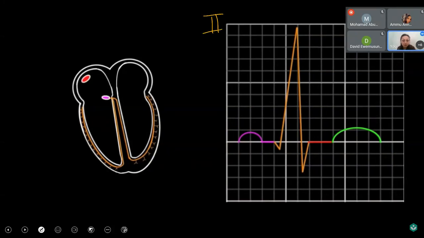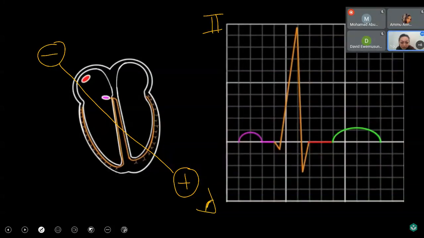So in lead 2, the negative pole is on the right arm, correct? So right arm is around about here, and the heart is there, and then the positive pole is on the left leg. So it's like this, and then the imaginary line, the lead, is here, and we're looking at it from the inferior view. We know this so far, right?